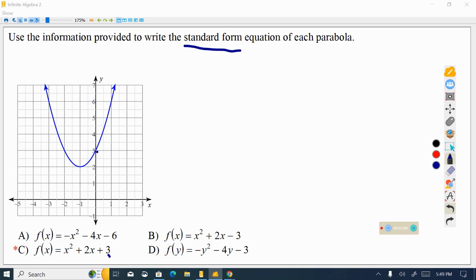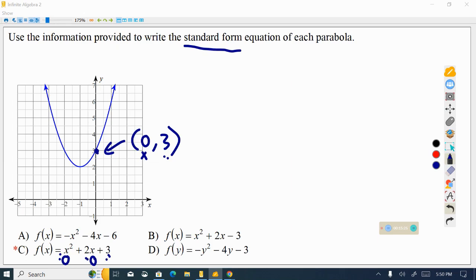Think about it, this point right here is the point x equals 0 and y equals 3. Okay, so this is saying that if I plug in 0 for x, then I'm going to get 3 out. And think about it, if I plug in a 0 here and a 0 there for x, 0 times 0 is 0, and 2 times 0 is 0, and 0 plus 3 makes 3.